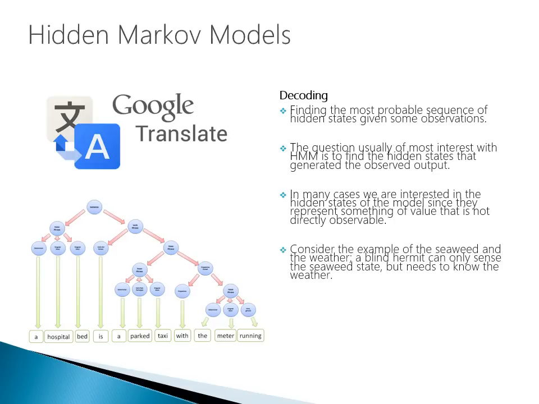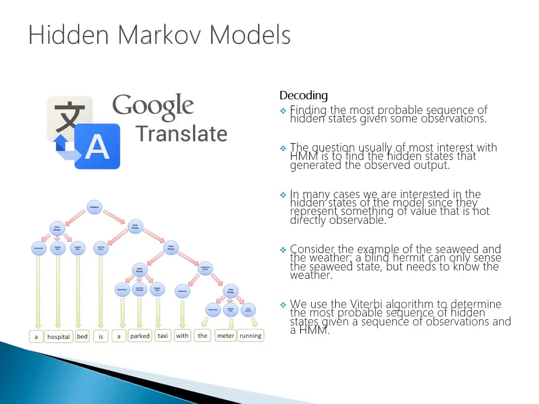Consider the example of the seaweed and the weather. A blind hermit can only sense the seaweed state, but needs to know the weather. We use the Viterbi algorithm to determine the most probable sequence of hidden states given a sequence of observations and a hidden Markov model.